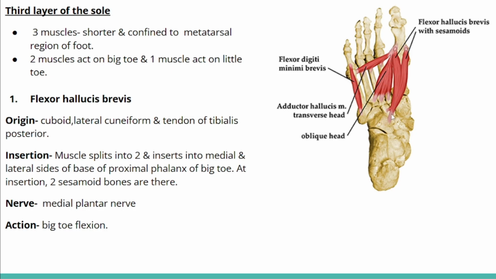Now it originates from the cuboid, lateral cuneiform and tendon of tibialis posterior. Then the main muscle belly splits into two and inserts into the medial and lateral sides of the base of the proximal phalanx of the big toe. Now at the insertion, it has two sesamoid bones. This muscle is supplied by the medial plantar nerve. What it does is flexion of the big toe.